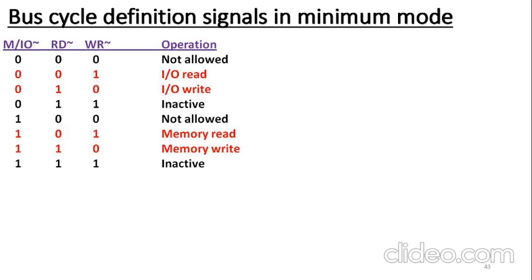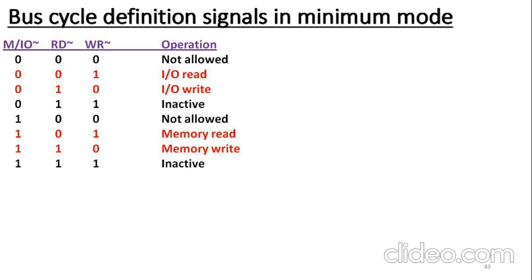M/IO bar, RD bar and WR bar. So these three signals, M/IO bar is memory/IO device, then read bar is read control signal and write bar is write control signal. So these three signals collectively will define the bus cycle in progress in the minimum mode operation of 8086 processor here.